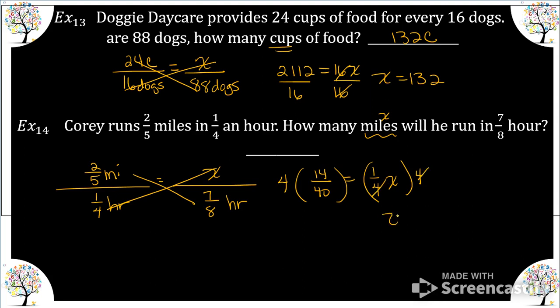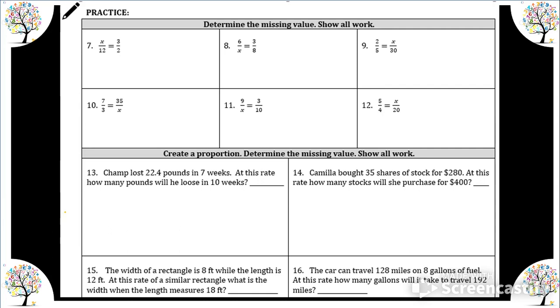these 4's cancel, leaving me with x equals, and then we're going to multiply 4 times 14 over 40, and we get 7/5. And again, you can do that right in your calculator. So 7/5 miles, we can convert that to mixed if you want. 5 goes into 7 once, 2 left over, so 1 and 2/5 miles. Okay, you guys pause the video, complete these problems before we pick up with the last section of this lesson.